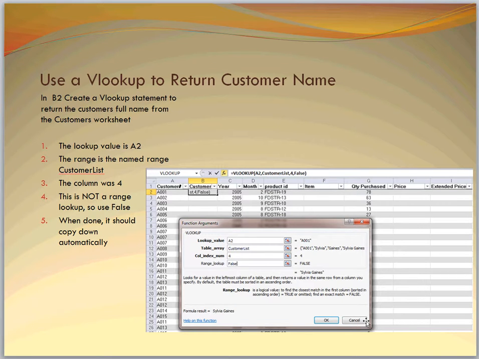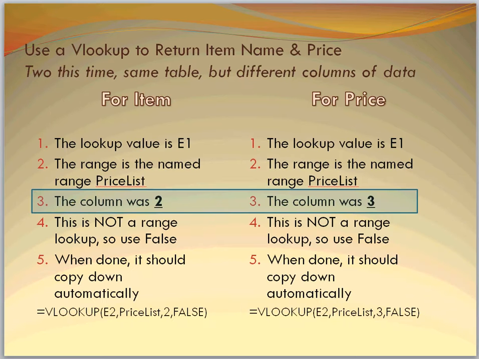So we did a lookup. Now we have 2 more to go though. We have the item and we have the price. Now these 2 are from the exact same table, but they're pulling from different columns of that table. It's going to be identical formulas except for the column number, that last little number there. So they're going to be the exact same. You're both going to look up the same value. The range is still going to be price list. The column changes. The first one, item, will be column 2. Price is column 3. They're both going to be false, and they should both copy down automatically. So let's try them out.